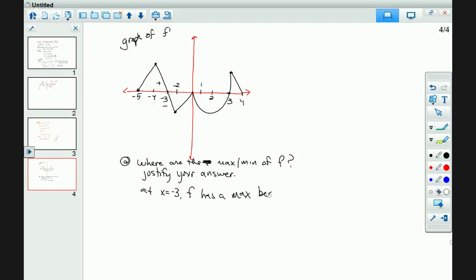Because f prime changes sign from positive to negative. This is as simple as it gets. And then you just do the same for 3. You say x equals 3, f has a minimum, because f prime changes sign from negative to positive. Plus 1 for the x value, and then your reasons would give you plus 1. This would be a 3-pointer.